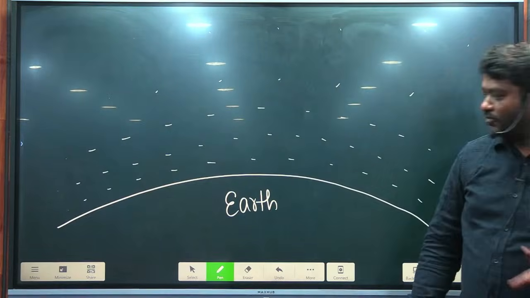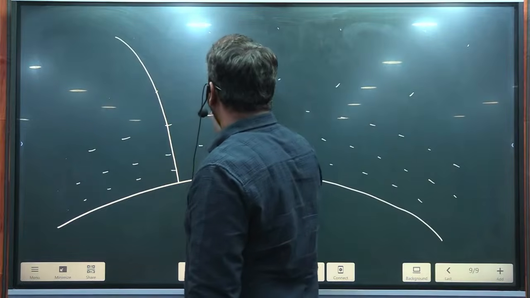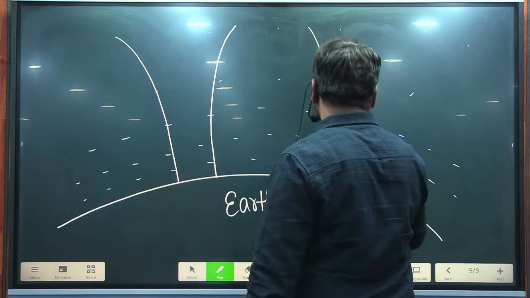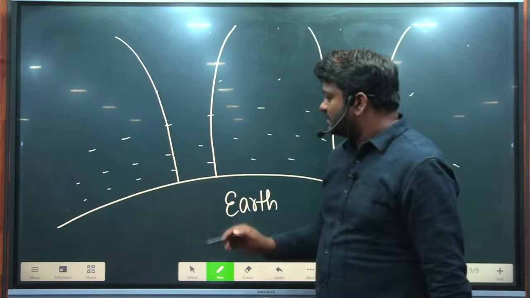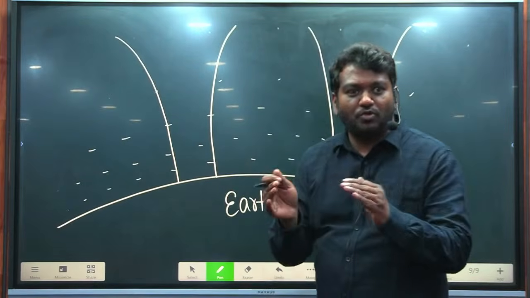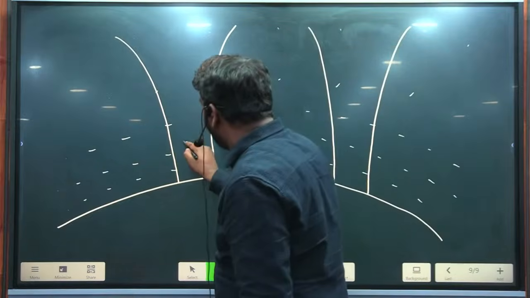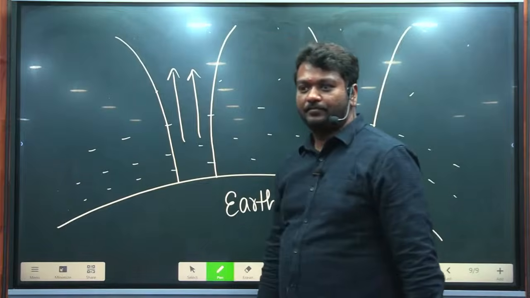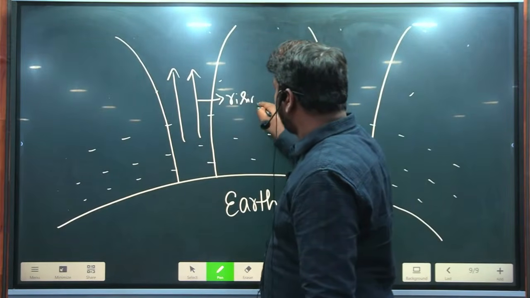Okay guys, now think about this. Here everyone see, there are more number of air particles. Due to some reason, we don't know what is the reason, air from here rises. Okay guys, what is this called? Rising air.